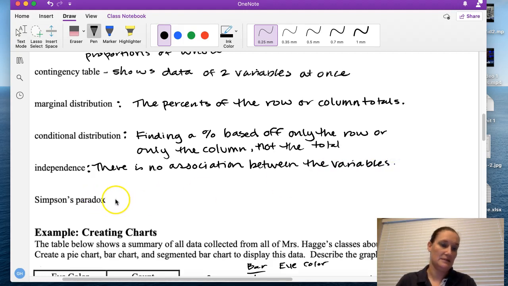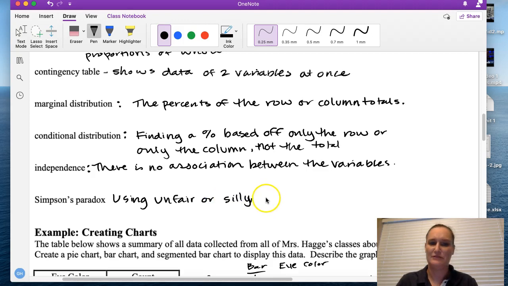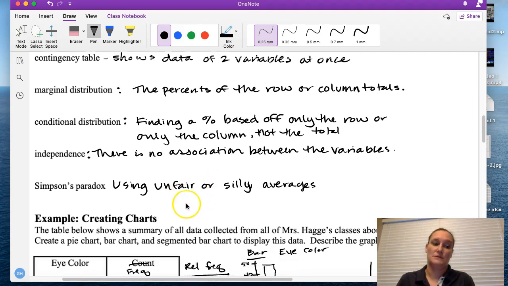Okay, and then Simpson's paradox is using, this really has nothing to do with what we're going to talk about exactly, but is using unfair or silly averages. Like if you're talking about averaging shoe sizes, unless you're talking about a single gender, if we talked about the class average shoe size, it would mean nothing, because women's shoes are measured differently than men's. Or if you're talking about the average color of something, that doesn't even make sense because you can't average categories. So that's Simpson's paradox.